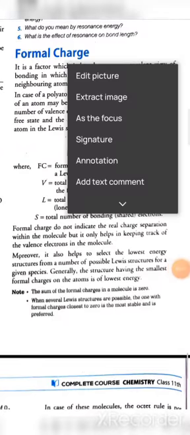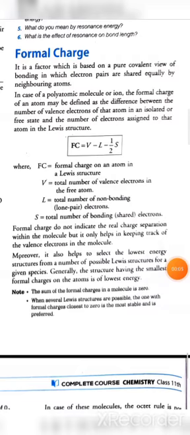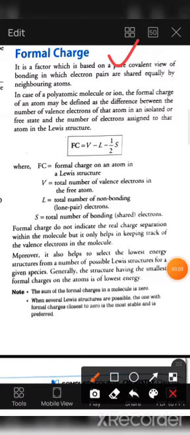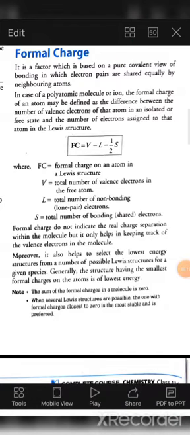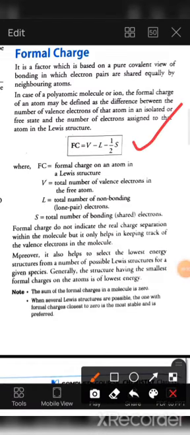The formal charge. Formal charge is a factor based on a pure covalent view of bonding in which electron pairs are shared equally by neighboring atoms. You can determine the formal charge by this formula: Fc is equal to V minus L minus half S. Fc is the formal charge on an atom in a Lewis structure, V is the total number of valence electrons in the free atom, L is the number of lone pair electrons, and S is the number of shared electrons, or total bonding electrons.